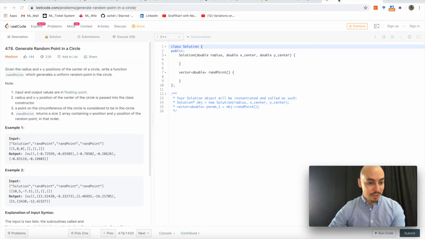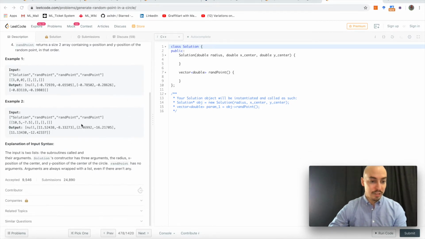So that's that. The second one has a solution, randPoint. We get 10, 5, minus 7.5. So that was the radius and xy position of the center of the circle. And then we got the 3 points that we want to query, and the output would be null. And then 3 points on that circle with the radius 10, centered around 5 and minus 7.5.